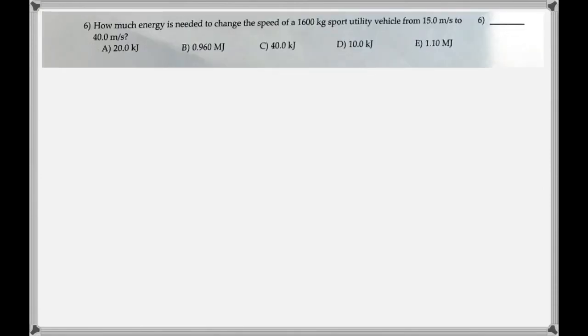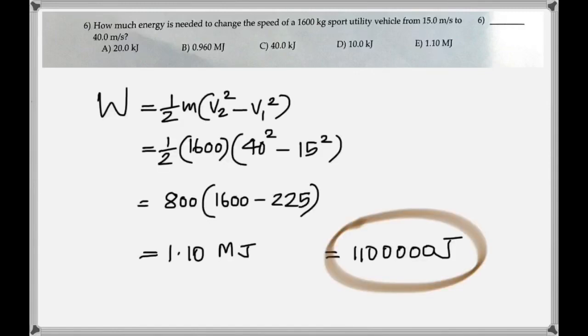Here's the next one. How much energy is needed to change the speed of a 1600 kilogram vehicle from 15 meter per second to 40 meter per second? This is the work-energy theorem. The work done is equal to change in kinetic energy. That's all. So what you've got to do is find the initial kinetic energy and the final kinetic energy, and find the difference between them. That'll be the work done.